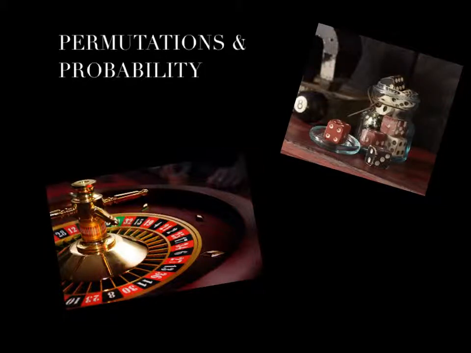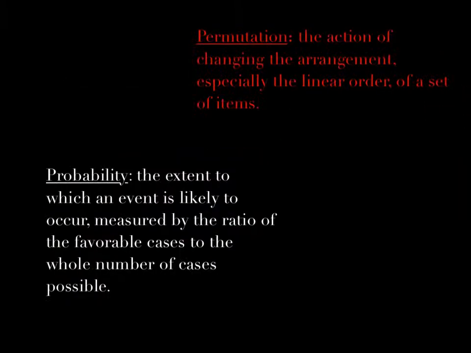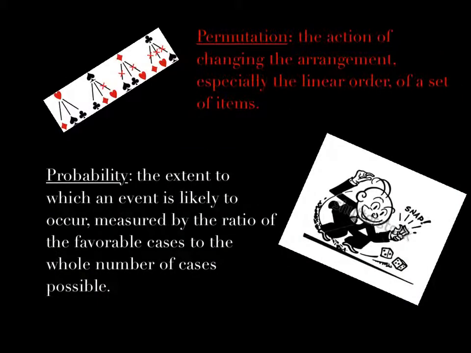Hi guys, so today we'll be discussing permutations and probability. So you guys are probably wondering what a permutation and a probability is. So I looked up a quick definition and here they are. A permutation is the action of changing the arrangement, especially the linear order of a set of items.